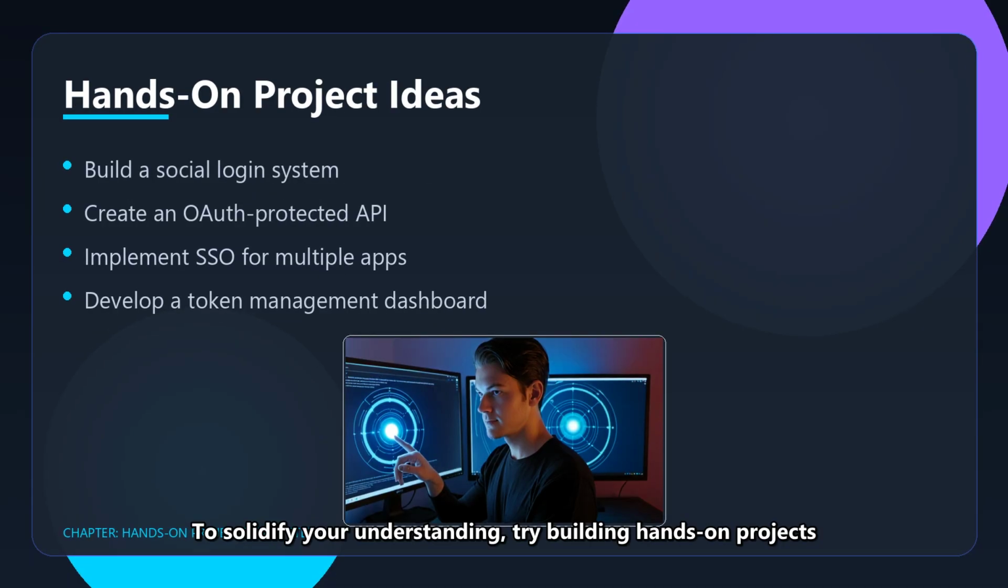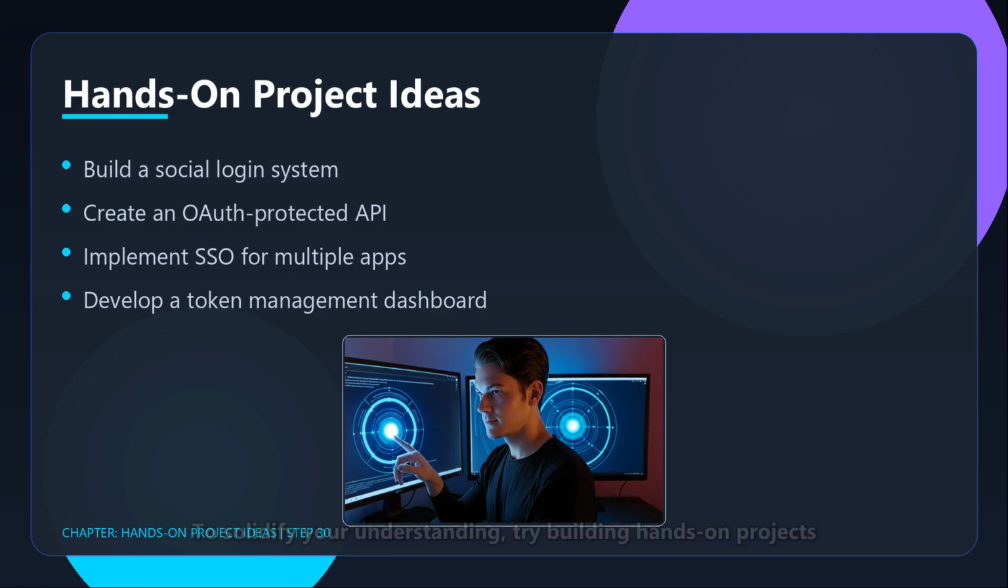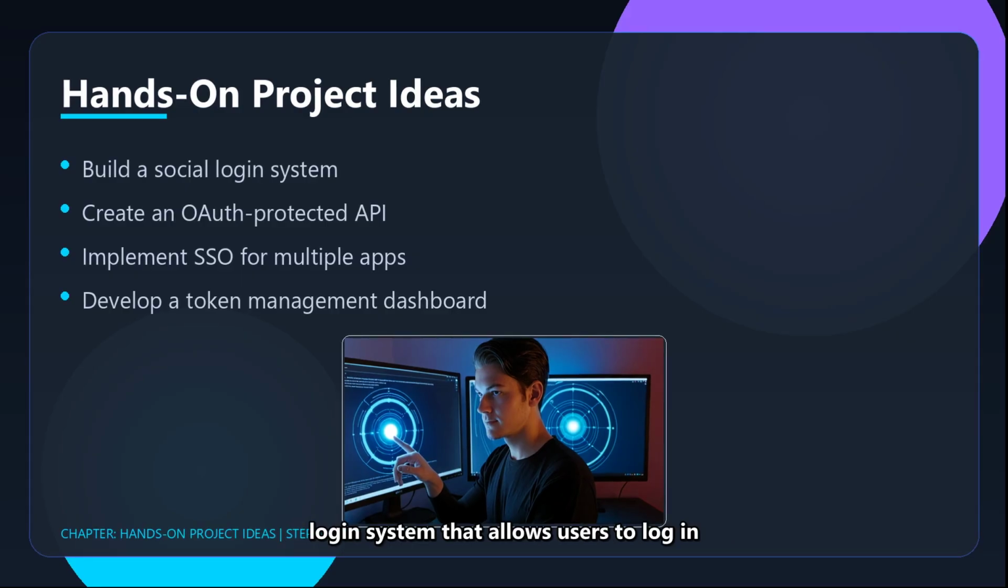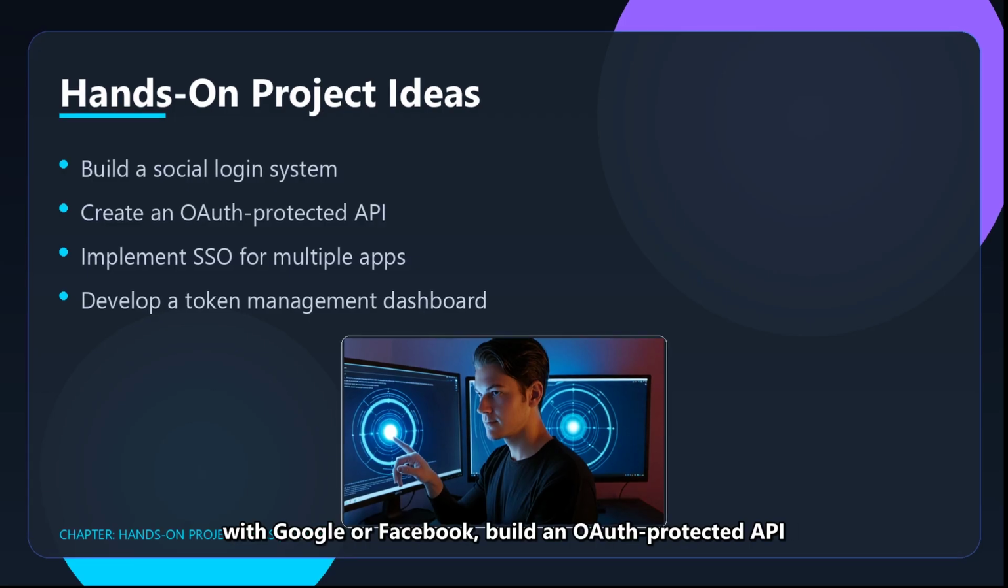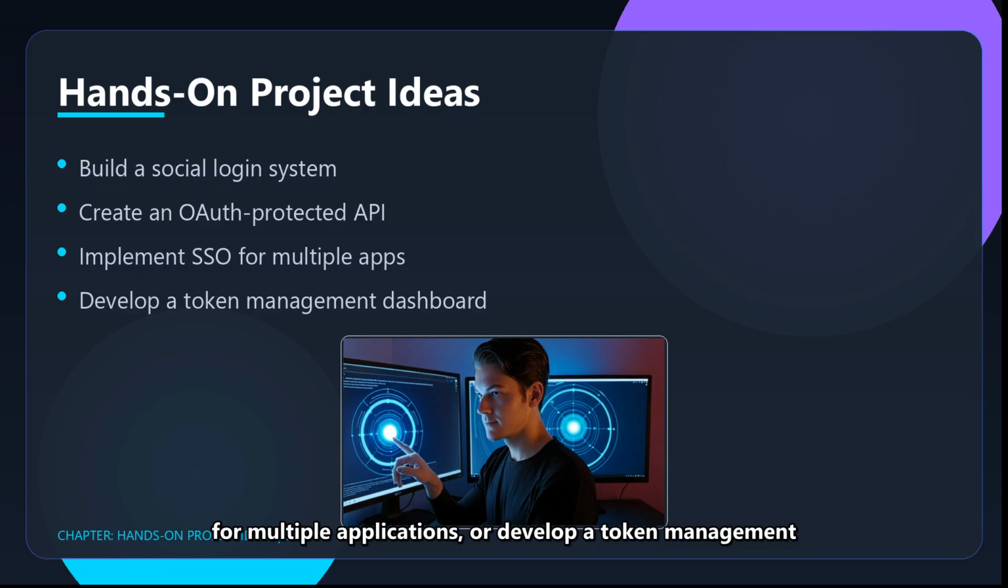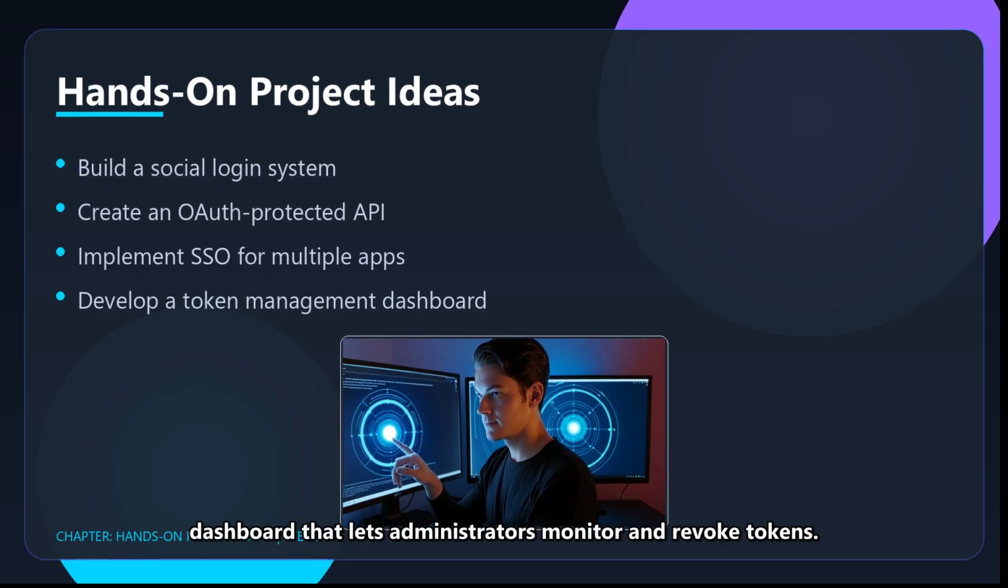To solidify your understanding, try building hands-on projects using Apache Oltu. You could create a social login system that allows users to log in with Google or Facebook. Build an OAuth-protected API that requires tokens for access. Implement single sign-on for multiple applications. Or develop a token management dashboard that lets administrators monitor and revoke tokens.